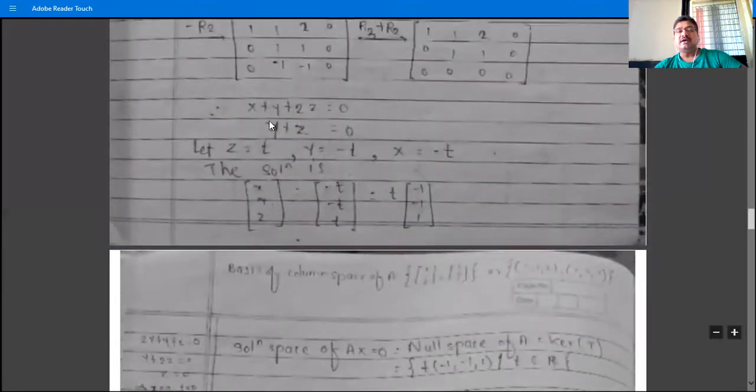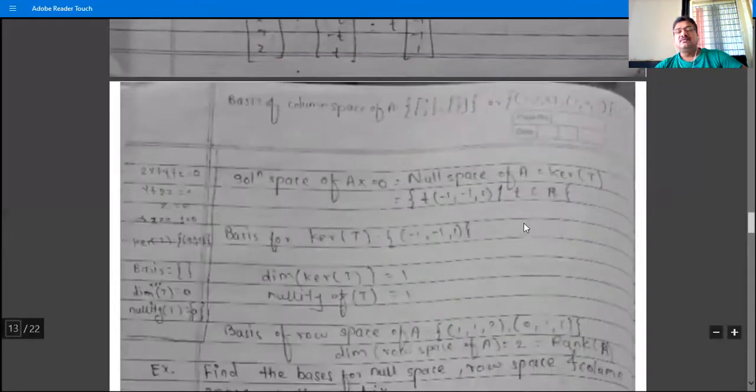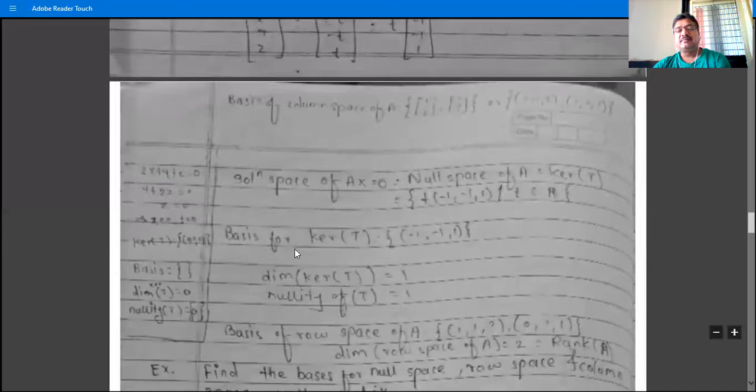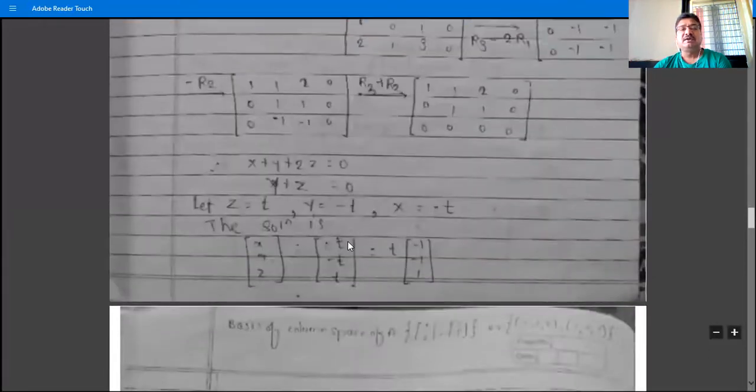And we know that if we assign two variables, then the basis contains two elements. The null space, or solution space, contains two elements. Similarly, kernel of T contains two elements. So if we assign two unknowns, then the basis for kernel of T obviously contains two elements.